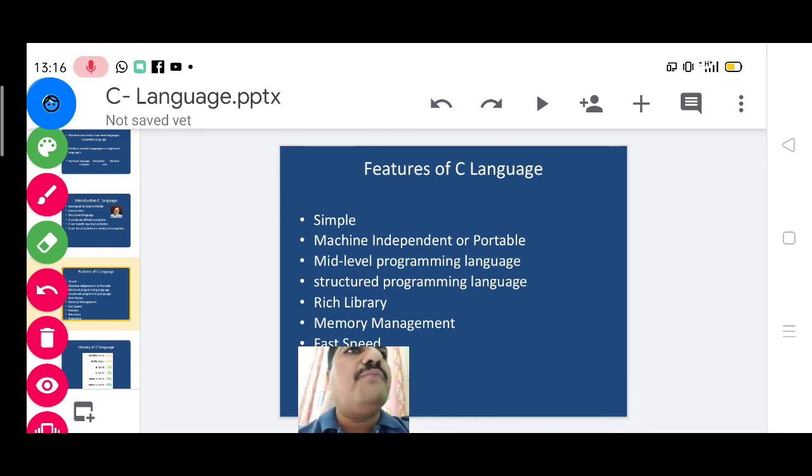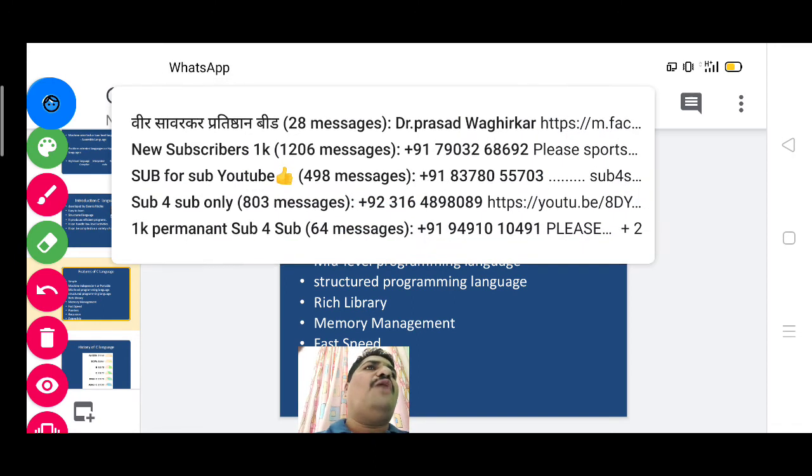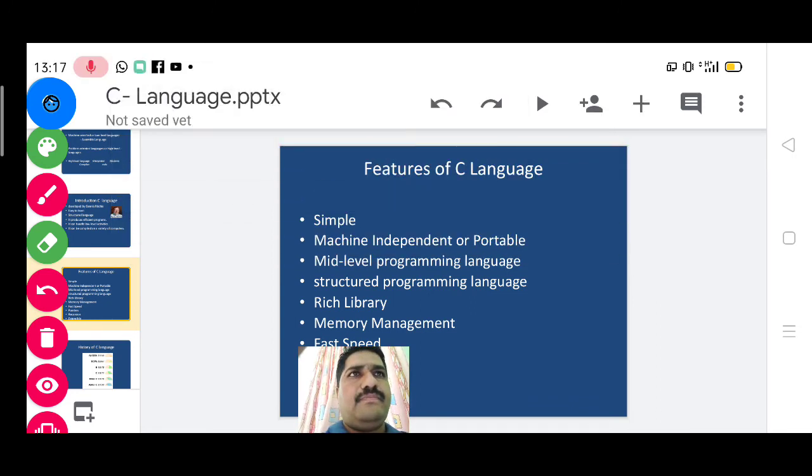Then the next important feature is speed. The most important feature of the C language is its compilation and execution time. It is fast, since there are fewer inbuilt functions and hence less overhead.